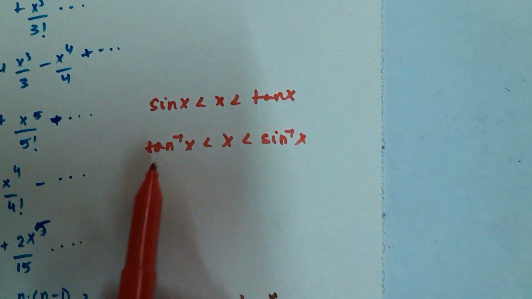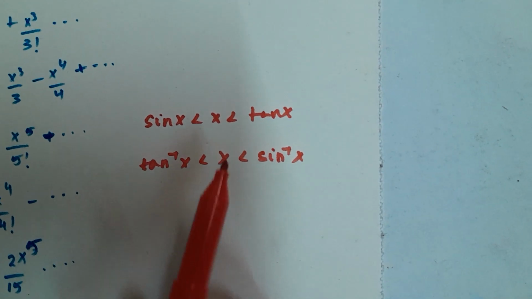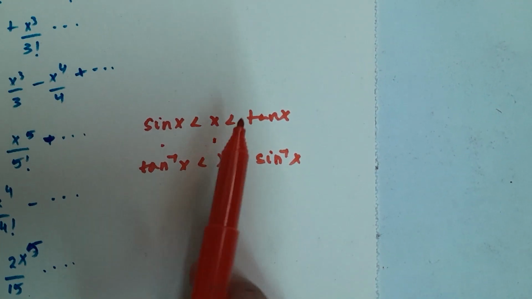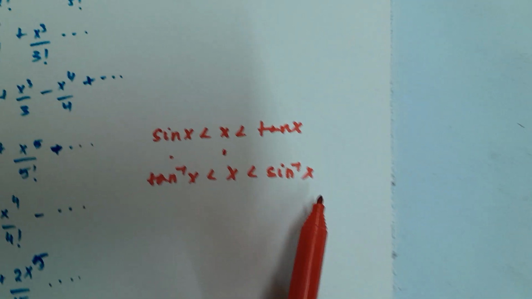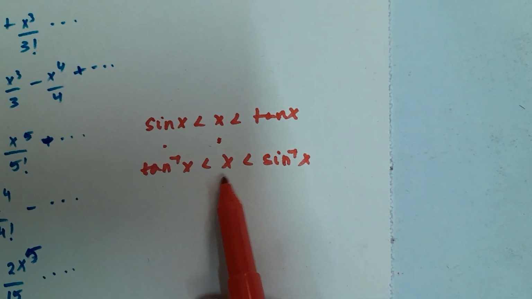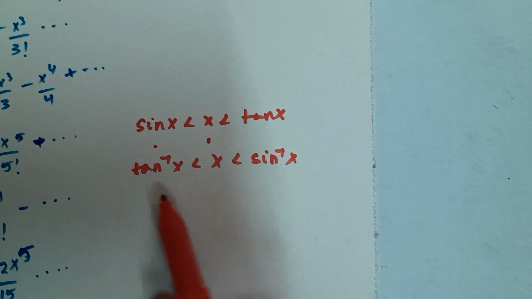Another thing I want you to keep in mind, and you probably know this already, is that sin x is less than x and x is less than tan x, and it's the reverse when the functions are inverse. So sin inverse x is greater than x and x is greater than tan inverse of x.